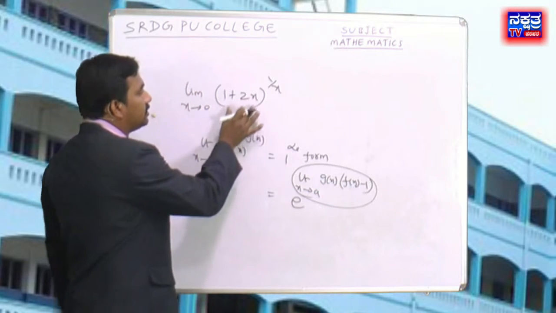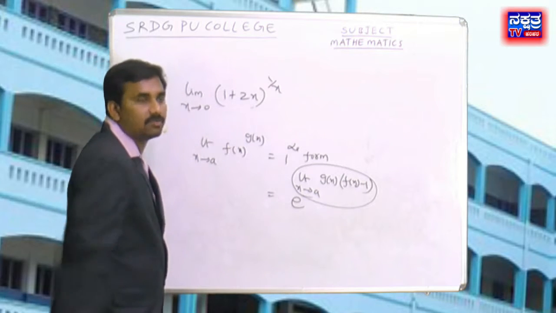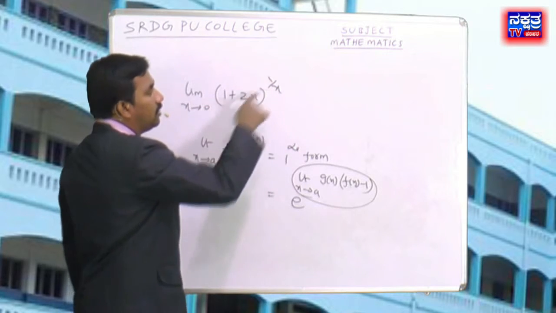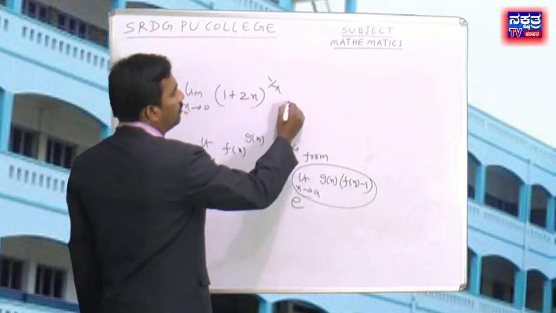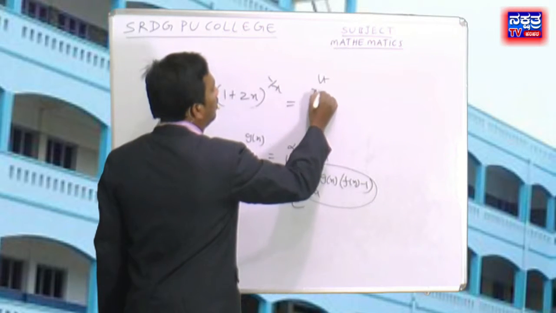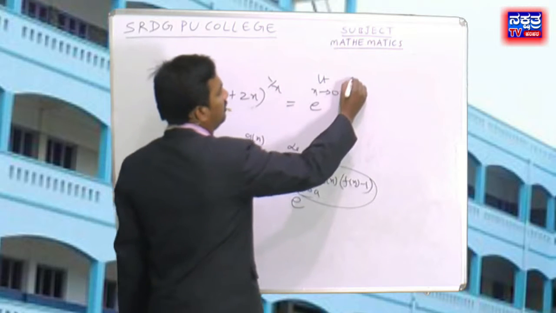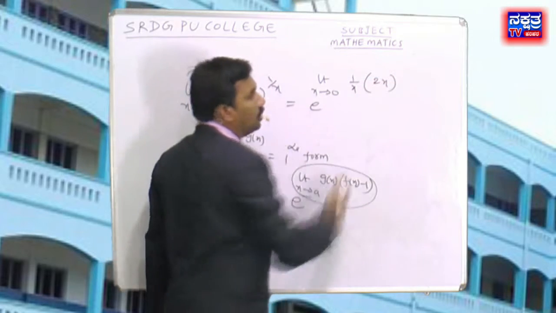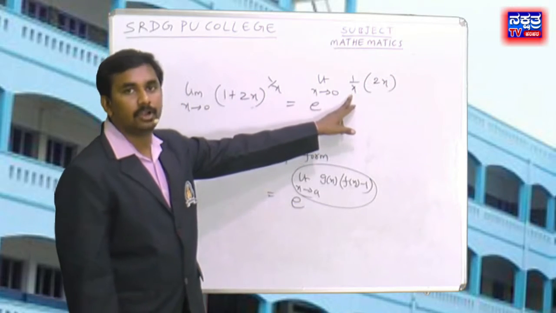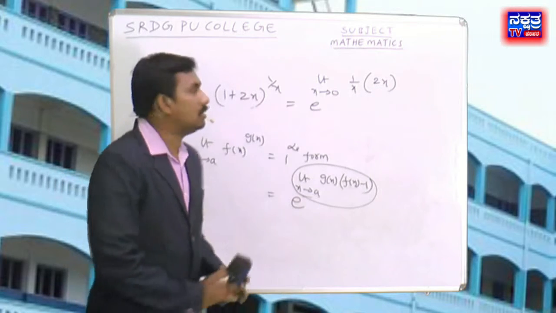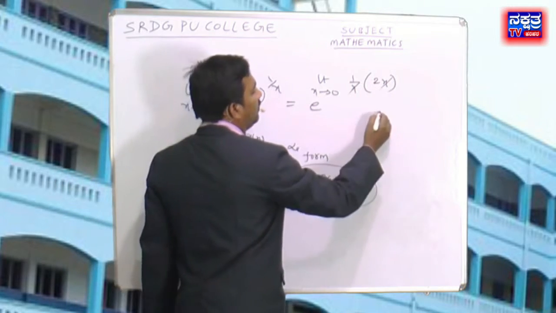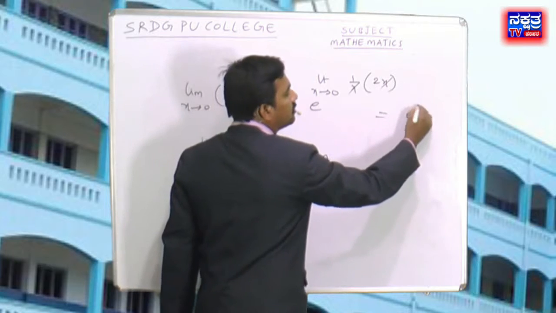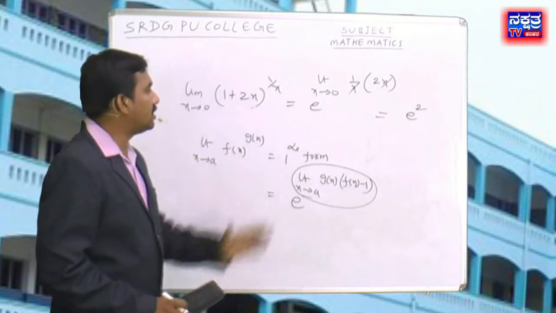Here if you observe, f of x is this one and g of x is this one. Clearly x equal to 0 means 1 plus 0, 1, and 1 by 0, infinity. So, it is 1 power infinity form. You can write e power limit x tends to 0, g of x 1 by x into (f of x minus 1). So, that will become 2x. Hence, after cancellation we will get a constant function 2. When you apply x tends to 0, that is constant. So, you will get the answer 2 only. So, the answer is e square.